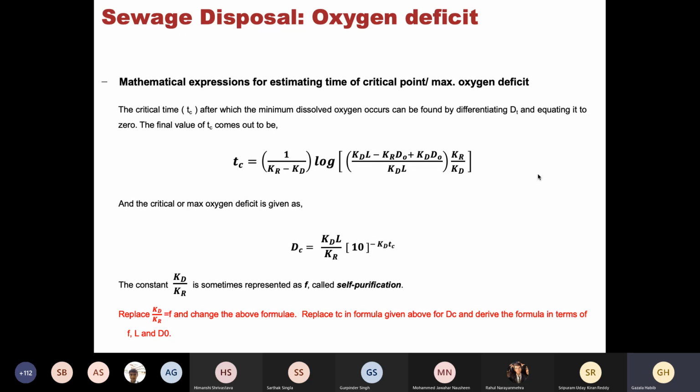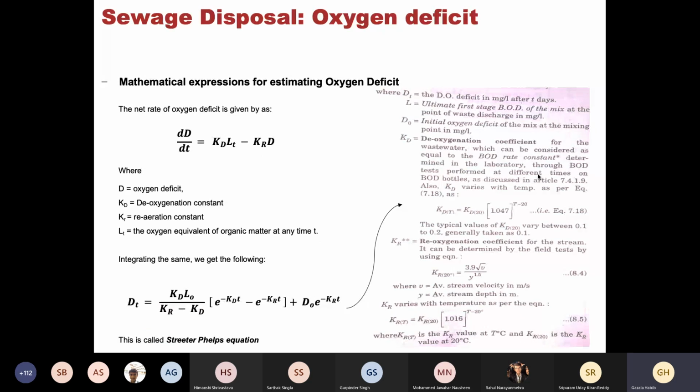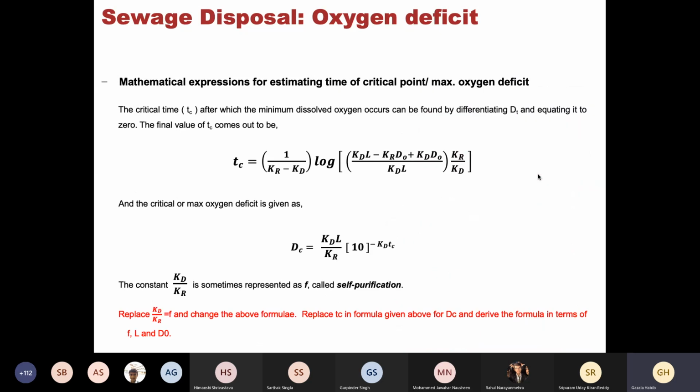As I told you earlier also, other than the DO or the oxygen deficit at any time T, we should also know the critical time and critical DO of the river. And these are the formulas you can use for determination of TC, critical time, and DC, which is critical DO. This part which I have written in red is given in the book, on page number 201 of the book.